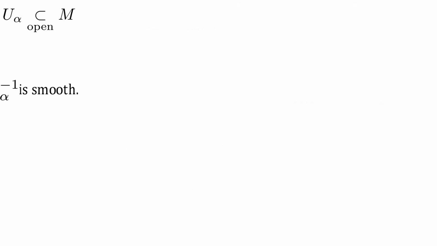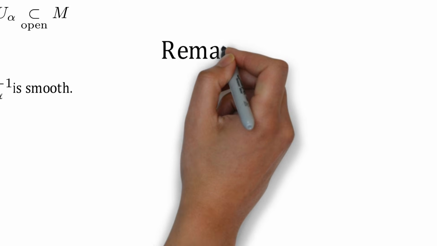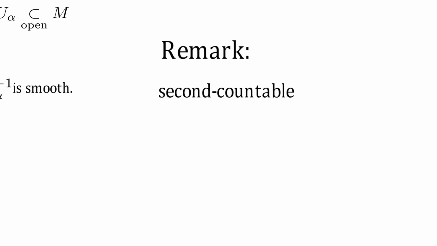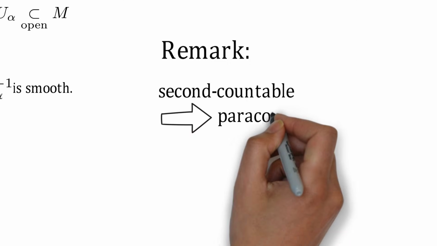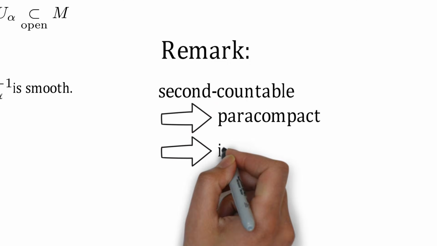You might have noticed that we required our space to be second-countable. This makes every connected component of our space in a certain sense compact and ensures that integration will be well defined.